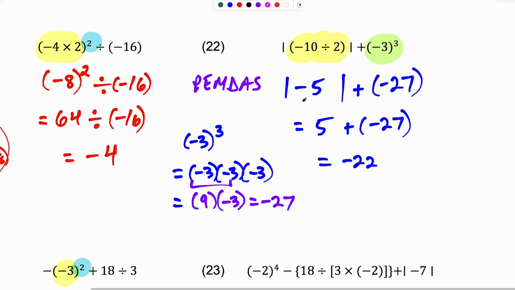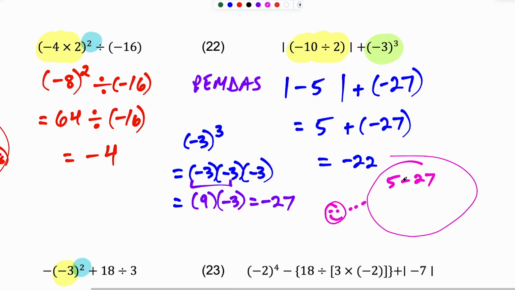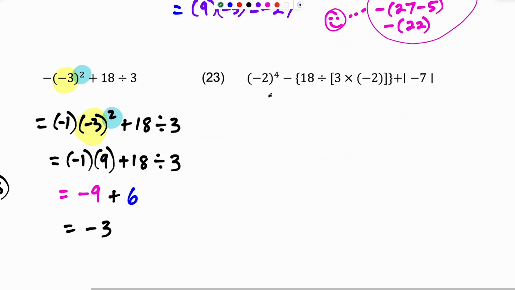If we forget from before how to do this math in our heads, when I do 5 plus -27, that's the same thing as 5 minus 27. And all I do is I just think of negative and then 27 minus 5. I just flip the order in my head. And then I know that 27 minus 5 is 22. And I just throw the negative in front like this. So -22.